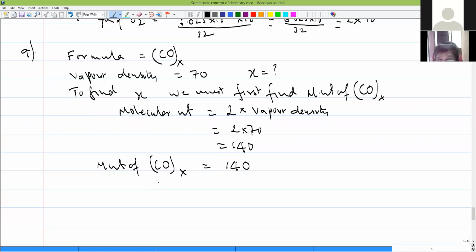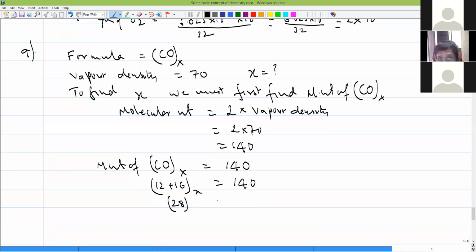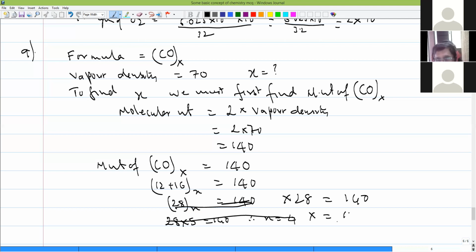What is C? 12. What is oxygen? 16. So 12 + 16 = 28, and 28x is equal to 140. So what must be the value of x? 28×5 will give you 140. Let x times 28 be equal to 140. Therefore, x is equal to 140 upon 28, and that is equal to 5. The value of x is 5.